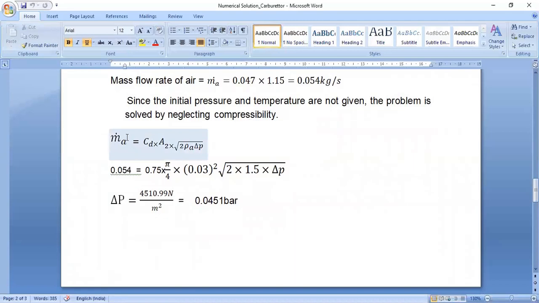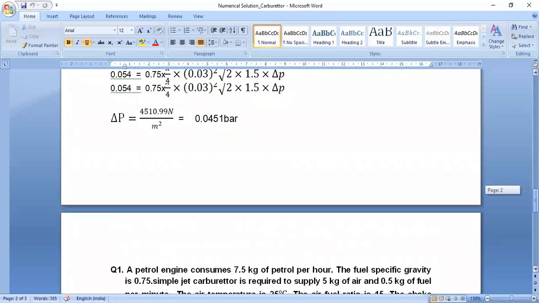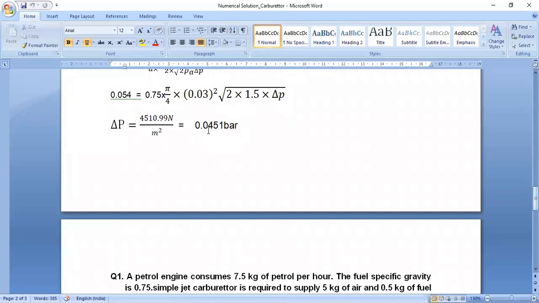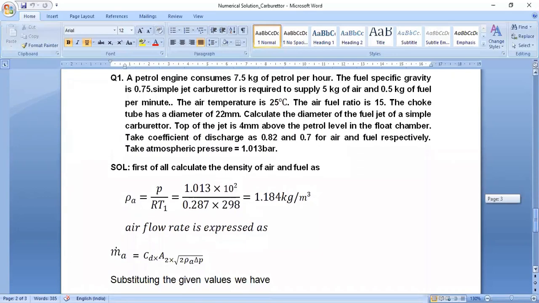So from continuity equation, mass flow rate of the air ma dot is equal to Cd A into A2 root over 2 rho A delta P. Substituting the value of ma, coefficient of discharge, area, we can get the value of delta P. So delta P is coming 0.0451 bar. So this is the pressure drop at the throat. So in this way we can solve this type of numerical.